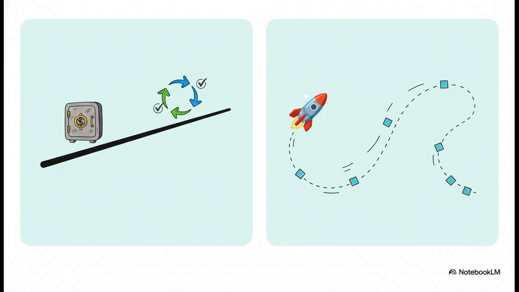Now, UDP is the complete opposite. It's the wild child. It's all about speed. Think of a live video stream. UDP just fires the data out as fast as it can. If a few pixels get lost along the way, who cares? You barely notice. The stream just has to keep going.